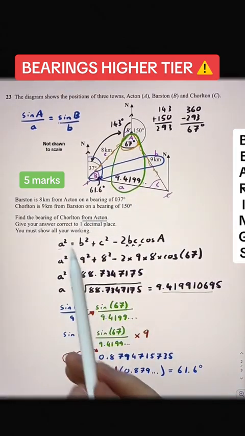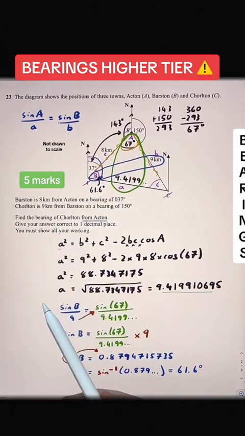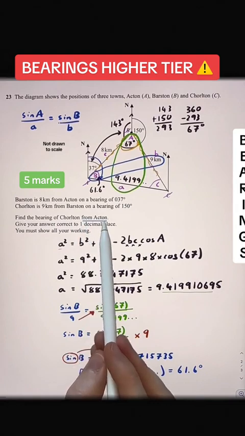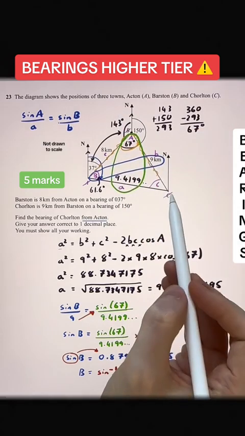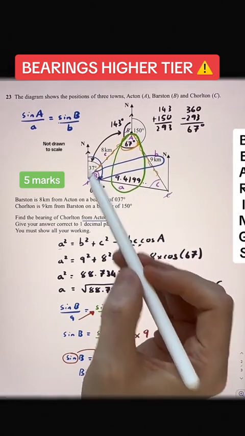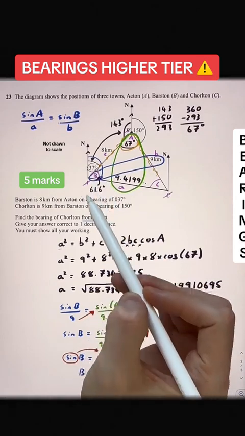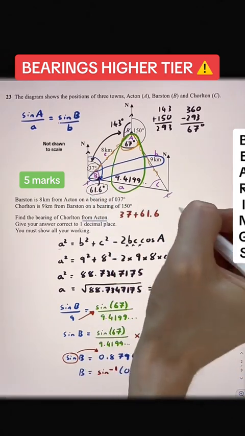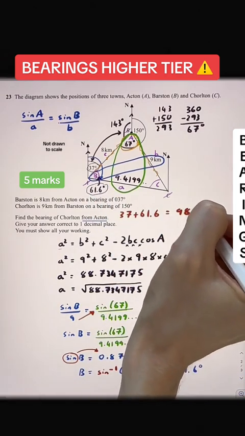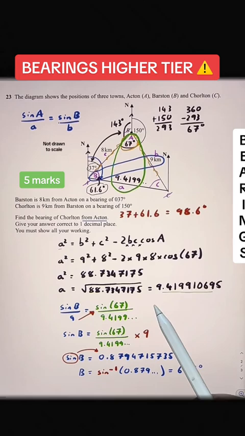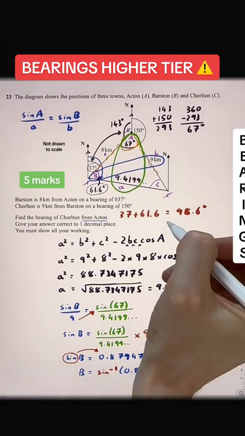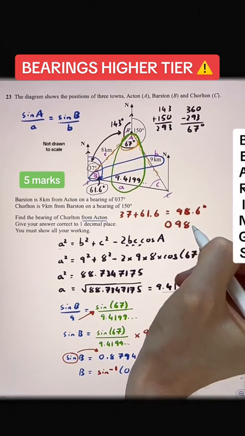Returning to the question, we were asked to find the bearing of Chorlton from Acton. With bearings, again, we always start from the word from. So from A, we always go north, and we measure clockwise until we reach the line of C, which is Chorlton. Hence, the bearing is 37 degrees plus the 61.6, which equals 98.6 degrees. But bearings are always given with 3 figures before the decimal point. So if the bearing is less than 100, it will start with 0. If it's less than 10, it'll be like 007. So as it's less than 100, it's going to start with 0. So it's going to be 098.6 degrees.